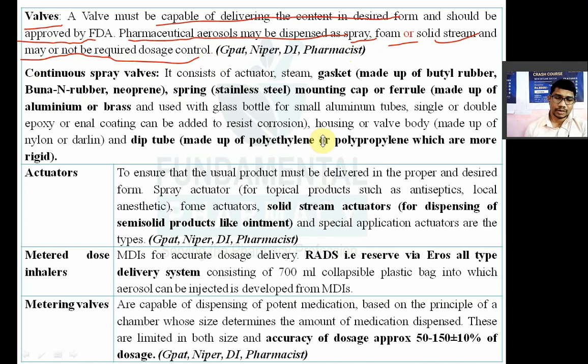Mounting cap or ferrule is made from aluminum or brass. Continuous spray valve: housing or valve body is made from nylon or Delrin. Dip tube is made from polyethylene or polypropylene। तो actuator क्या होता है? What is the actuator? It is nothing but to ensure that accurate product must be delivered in a proper and desired form। So that is the role of actuator। Actuator का role क्या होता है?